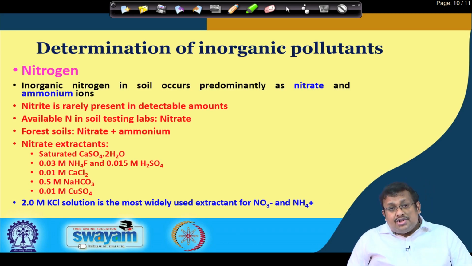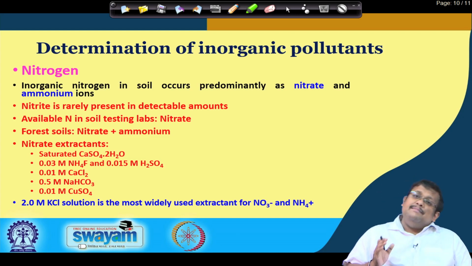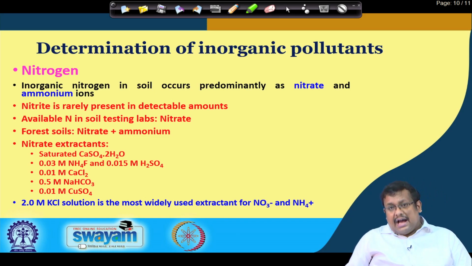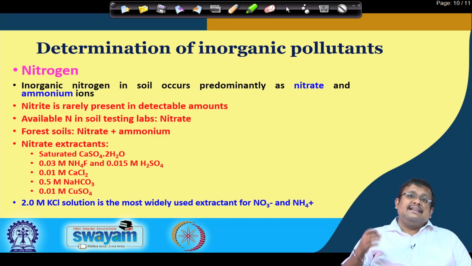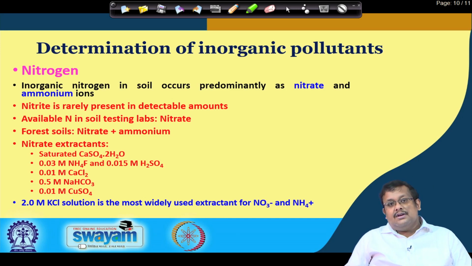For most soil testing laboratories, when we talk about available nitrogen, we generally test the nitrate concentration. However, in case of forest soils, the laboratories generally measure both nitrate as well as ammonium ions. Remember that for measurement of the concentration of a particular ion, you have to add certain extractants.